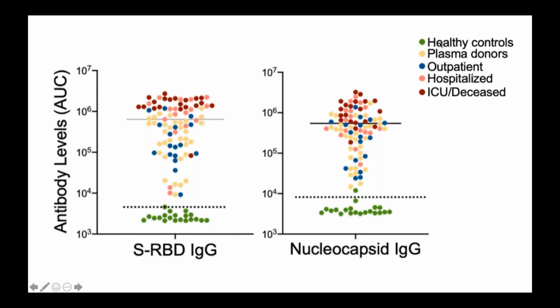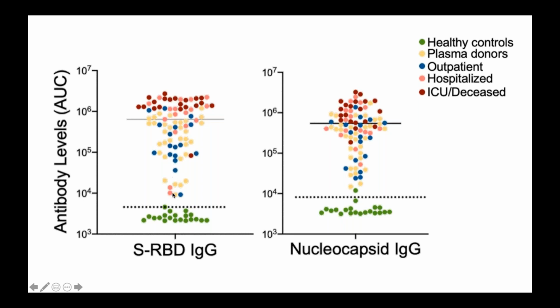So the thing to note here is, from the key in the upper right, this is indicating the different types of patients or groups of patients that they looked at. There are the healthy controls in green, at the bottom, showing virtually undetectable levels on average. And then the plasma donors and the outpatients. Plasma donors presumably were recovered, may have been milder cases, may have been further down the curve, where their antibody levels might be slightly lower than during the acute infection. Then there are the hospitalized patients, and then the worst patients, the ICU patients as well. You can see that those are clustered near the top.